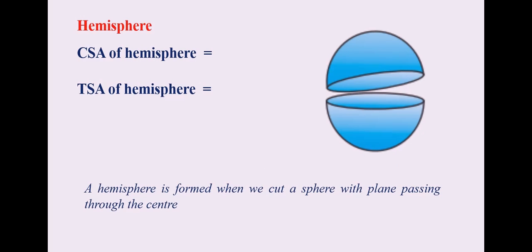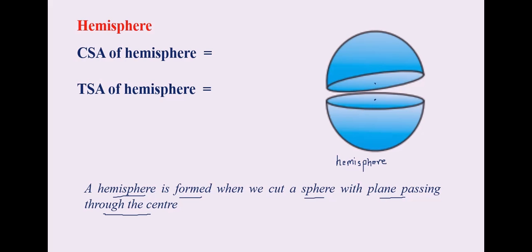What about the hemisphere? Okay, a hemisphere is formed when we cut a sphere with a plane passing through the center. I told you. Yes, you take a ball, and this is the center of the sphere. Now from this center, take a knife and cut the ball. This half ball that you get is a hemisphere.